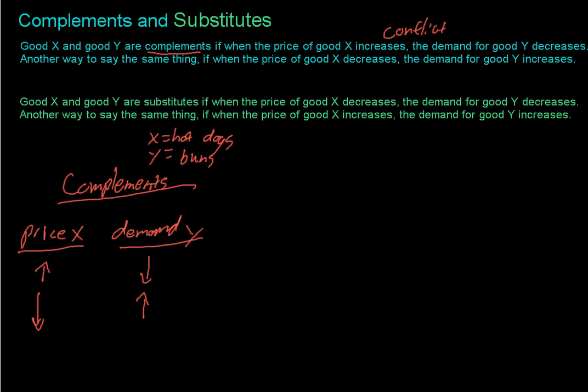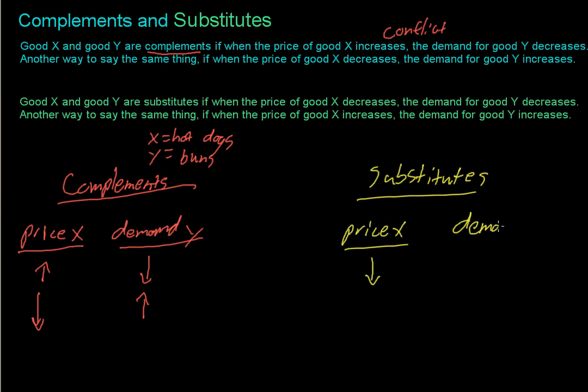Now, substitutes work the opposite way. So good x and y are substitutes if when the price of good x decreases, so I'm going to go ahead and make the same kind of table. Substitutes, we have the price of x goes down, then the demand for good y decreases. So this is demand for y, then the demand for y decreases.